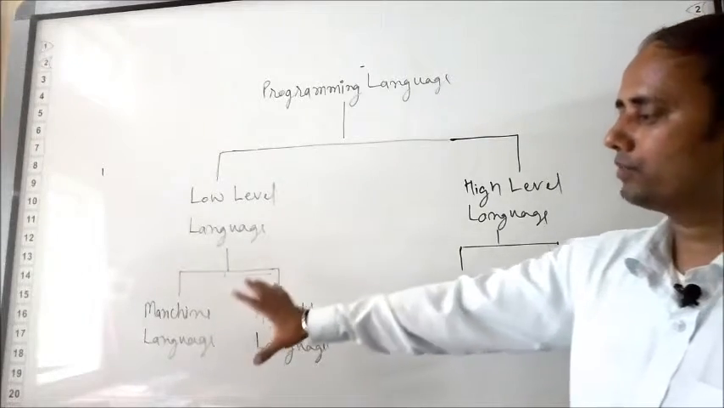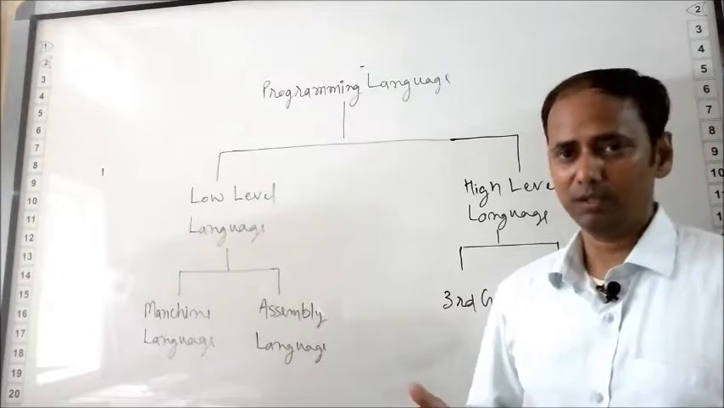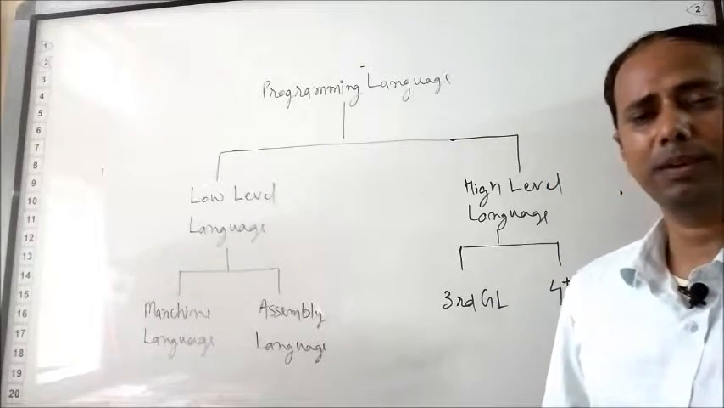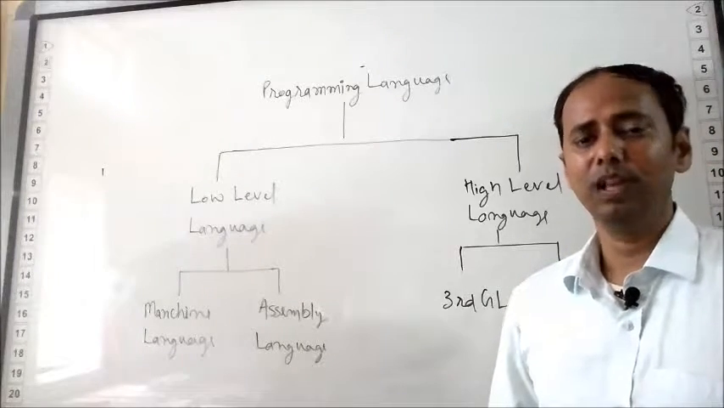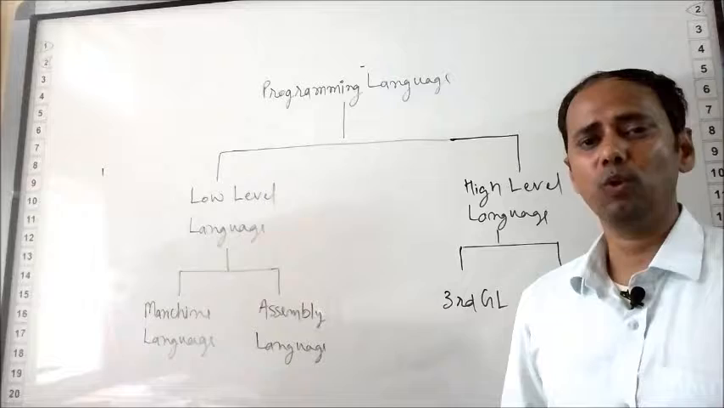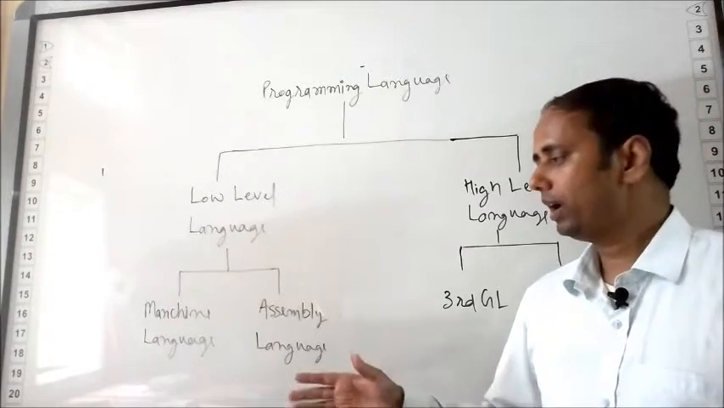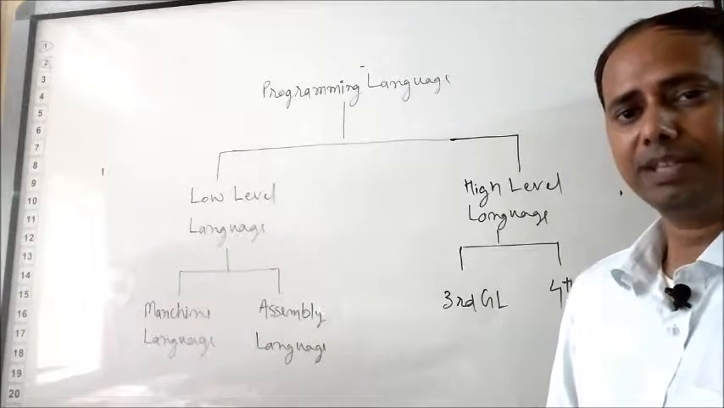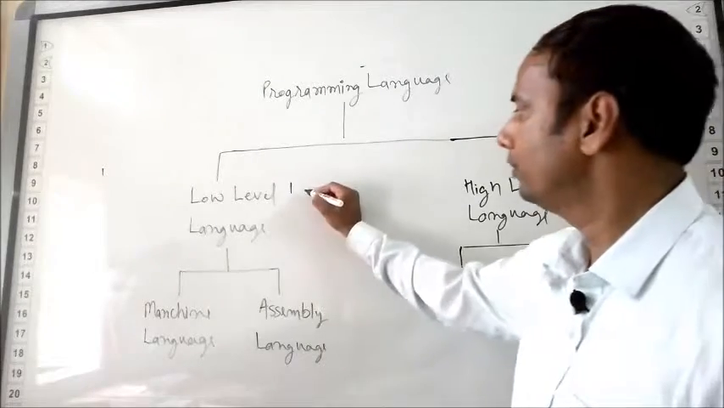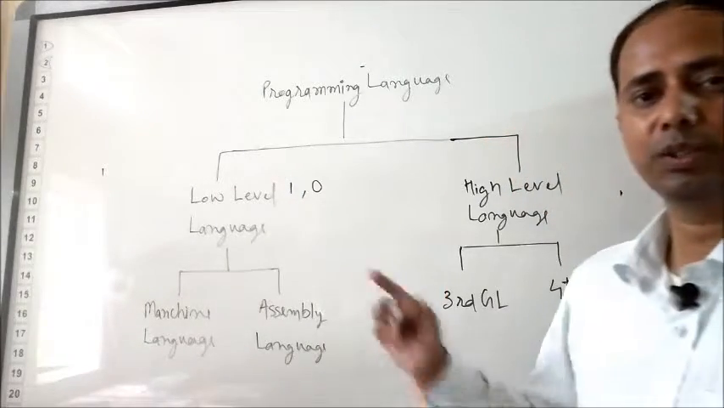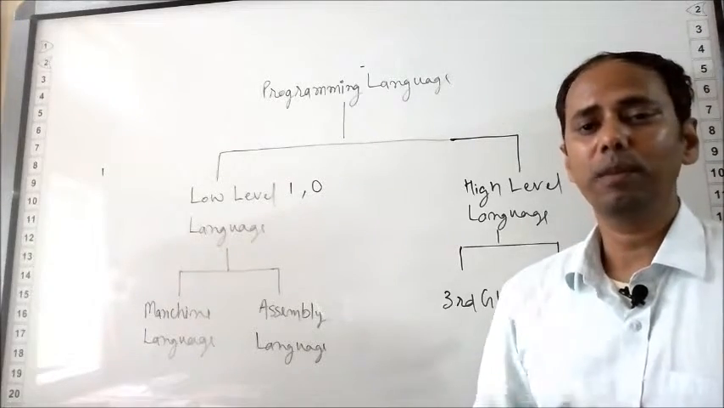Low level language is first of all divided into machine language. So what is machine language? Let us take a very simple example. Take any machine, it has only two commands, turn on and turn off. When you turn on any machine, it starts working, and when you turn off that machine, it stops working. That's why we represent turn on with 1 and turn off with 0. So this language has only two letters. That's why this language was also called binary language.